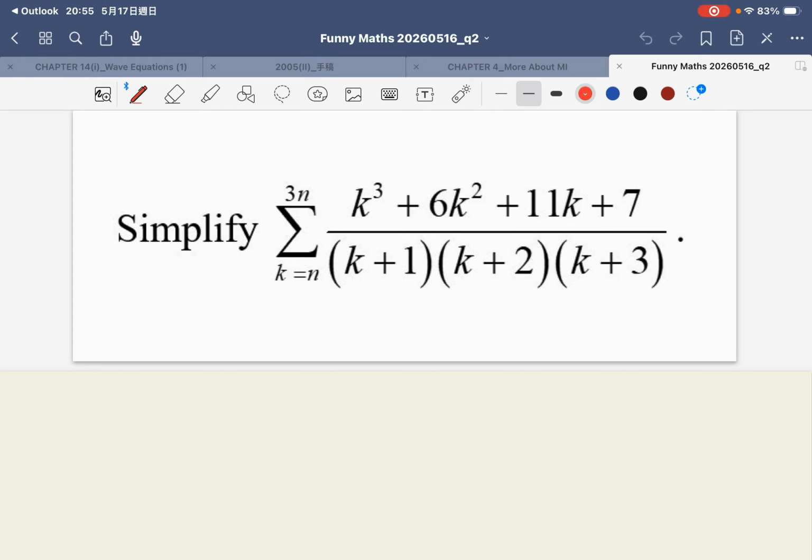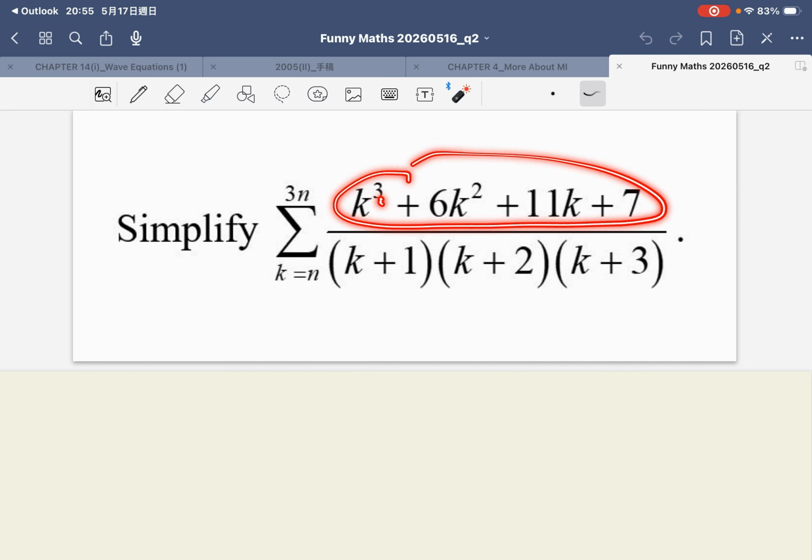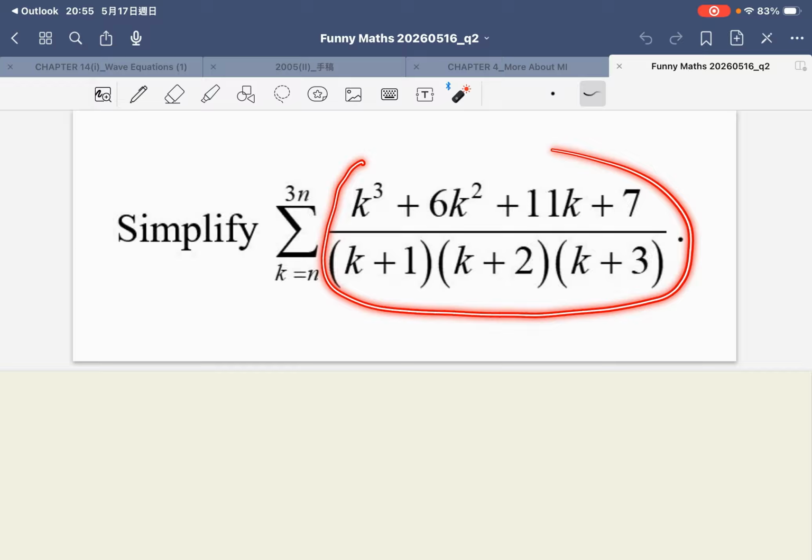And this question is a funny math question. When you first scan this question, it looks crazy. But actually, you can use some very simple technique to finish it. First, you can see that the numerator is a polynomial of degree 3 and the denominator is also degree 3. We try to simplify that first.